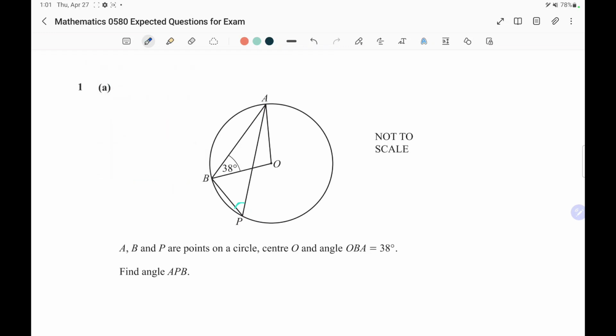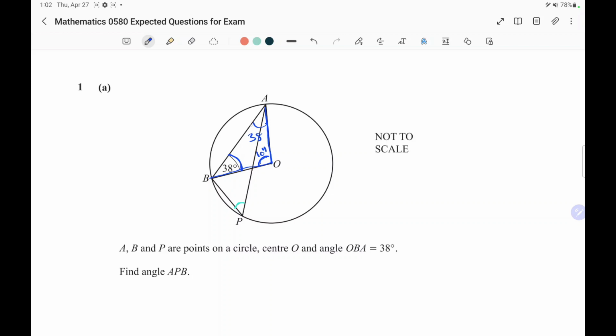So which rule are we going to apply here? Please try to understand. This is radius and this is radius, so this is an isosceles triangle. If this is 38, then this will be 38, right? So this will be how much, guys? 180 minus 38 minus 38, which is 104. So this angle is 104.